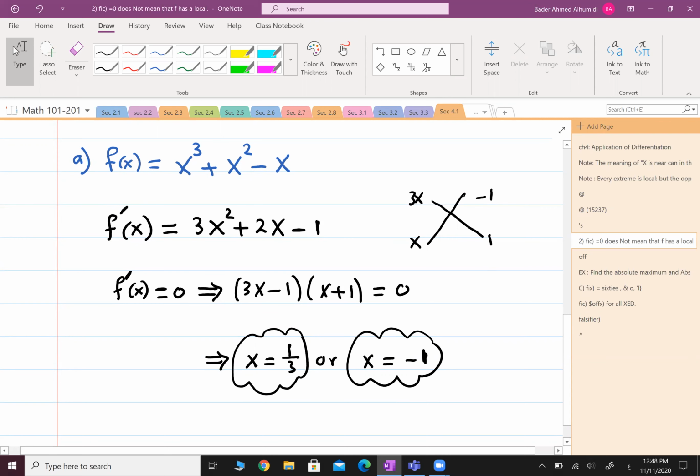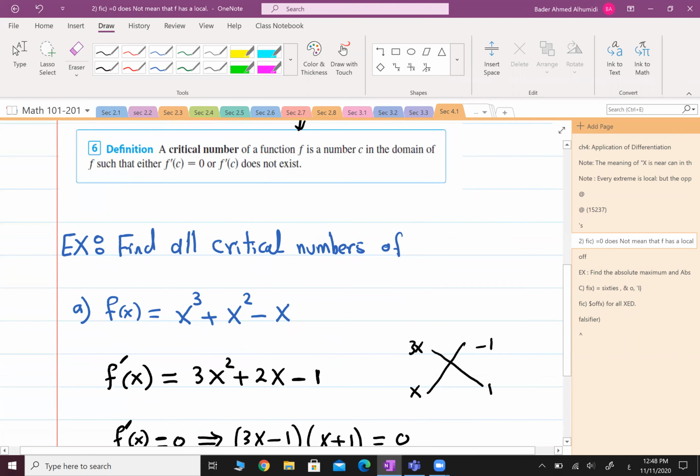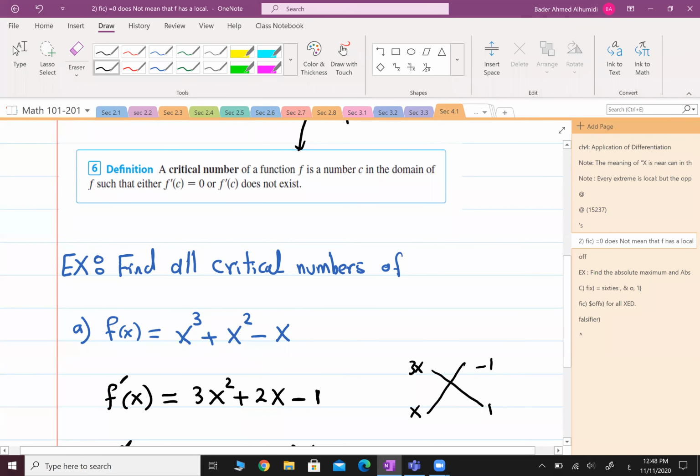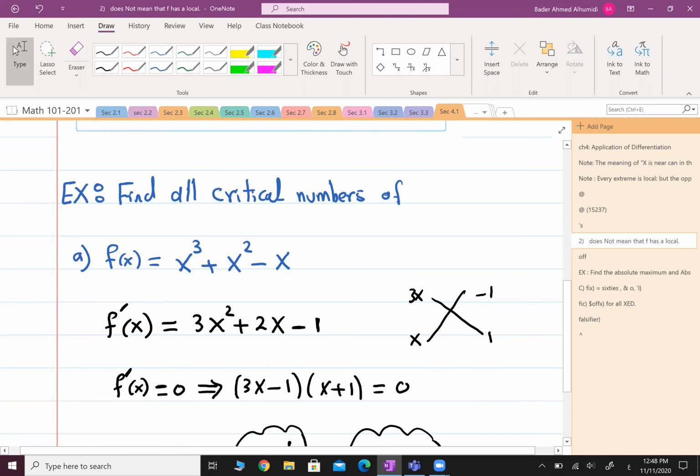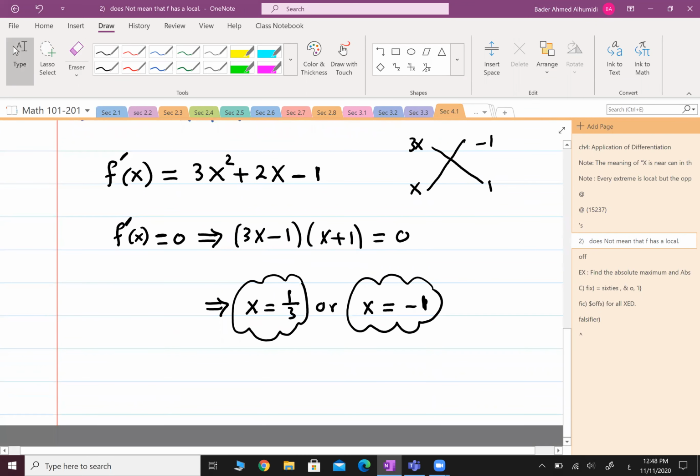1/3 and minus 1. طيب يجي واحد يقول لي يا دكتور انت قبل شويه قلت شرطين ان ال f prime equal to 0 وال f prime does not exist. I did not ignore it, but actually I observed that the derivative always exists. فما راح يعطيني شيء جديد يعني. ما عندي كل النقاط تكون الديريفيتيف موجوده عندها صحيح. So how many critical numbers we have? 2 critical numbers.